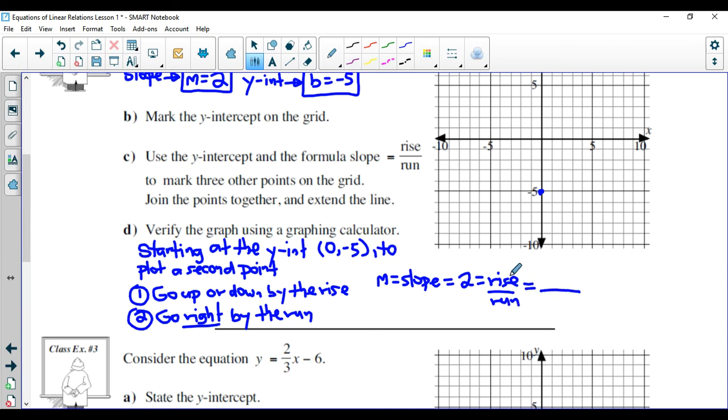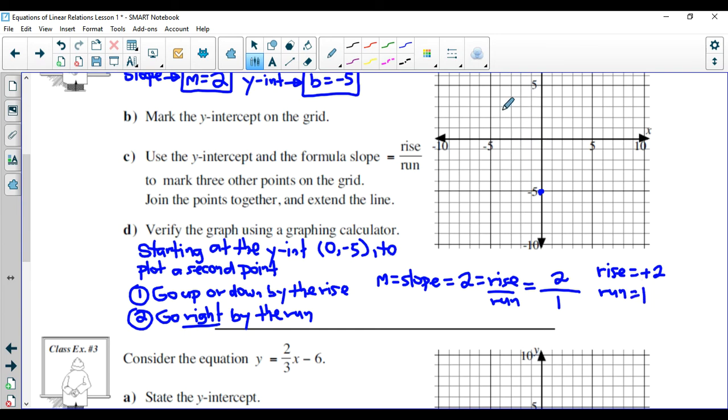Let's just figure out what are some values you could plug in for rise or run that would give you a value that's equal to 2. Well, the simplest fraction you could plug in here to get a value of 2 is 2 over 1. A rise of 2 divided by a run of 1 would be equal to 2. So I can say my rise is equal to positive 2, and my run is equal to 1.